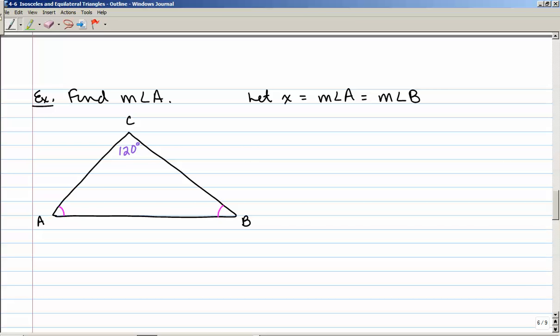And I know that all of the angles in a triangle have to add up to 180. So if angle A is x, angle B is also x, angle C is 120, and that has to add up to 180. Then I have 2x equals 60, and x equals 30. So the measure of angle A is equal to 30.